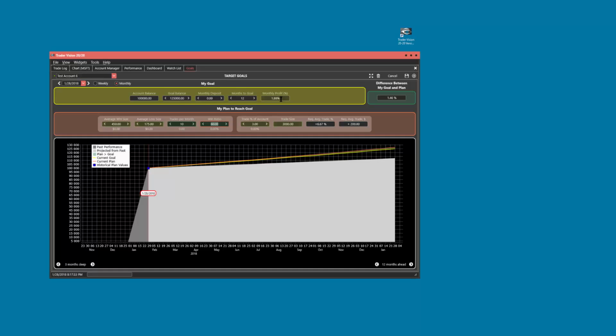We just plan another set of goals, save them again, and it will be another blue plan dot out here, or goal dot, and date. However, you can always go back in time and see what the goals and plan were, and you can see your progression over time of your performance against your plan and against your goals.